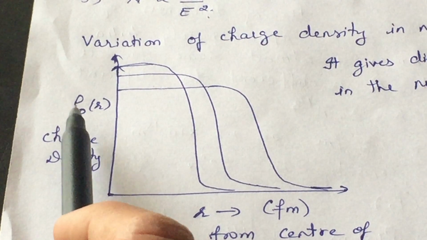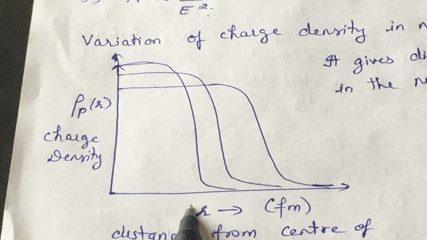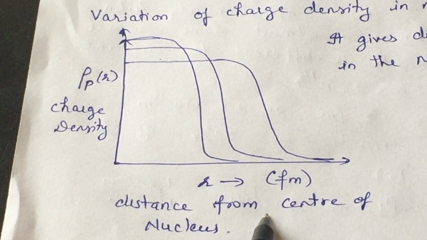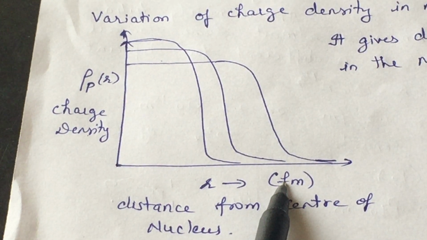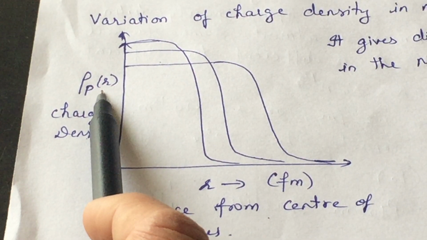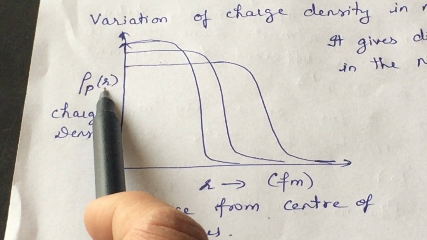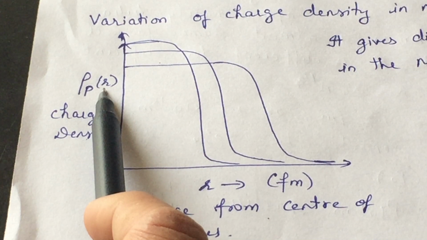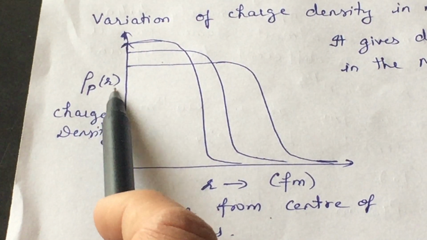it is found that the charge density of the nucleus varies like this, where r represents the distance from the center of the nucleus, in fermi meters, that is 10 raised to power minus 15 meter. This charge density is Q upon V, charge per unit volume, because the nucleus is considered a spherical space, and if the radius of this spherical surface increases, the charge density also changes.